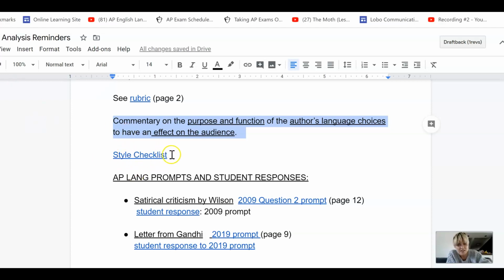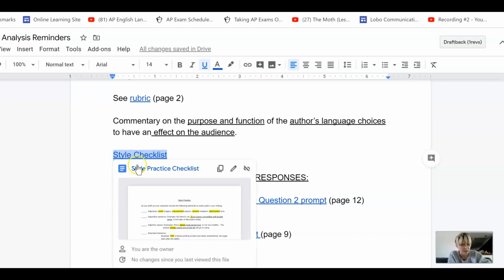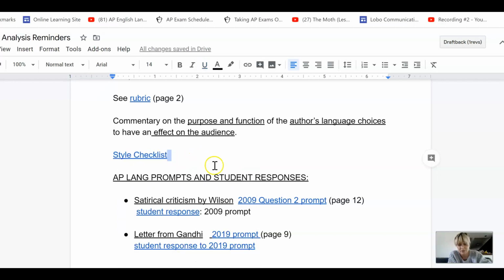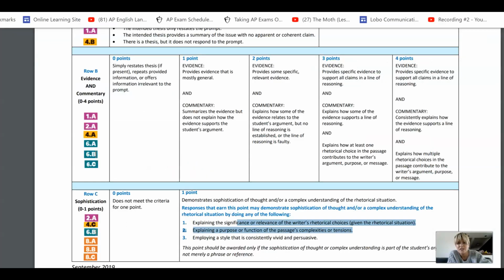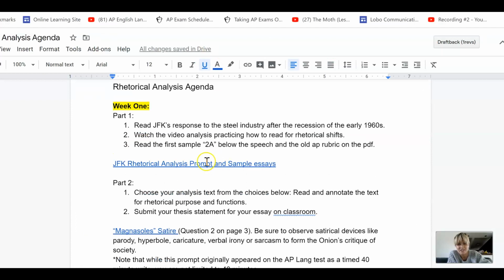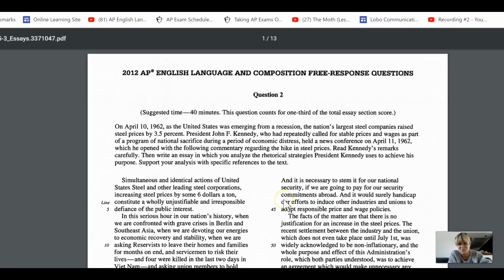There's the style checklist if you guys want to check that out just to deepen your style. I posted that here for you. You've probably seen that before. And then there's also just some old AP prompts, 2009 and 2000, like last year's prompt. And then there's student responses to these. So if you would like, you can check those out so you can see other people's rhetorical analysis and how that works. Okay, good. So let's get right into our job today, which is to analyze this particular speech.